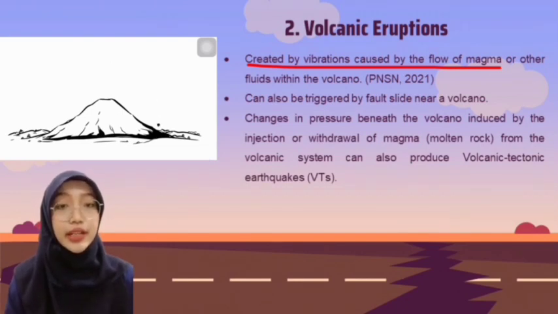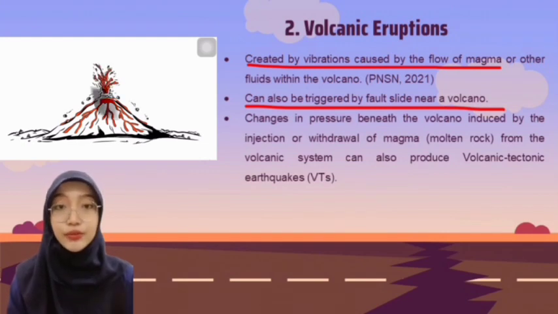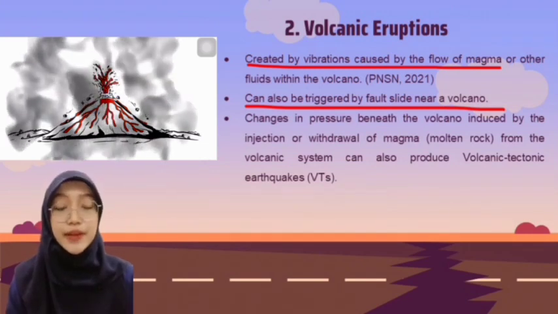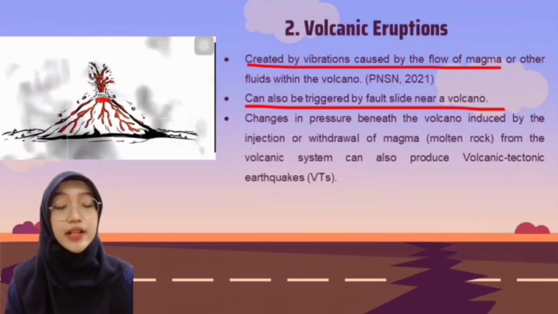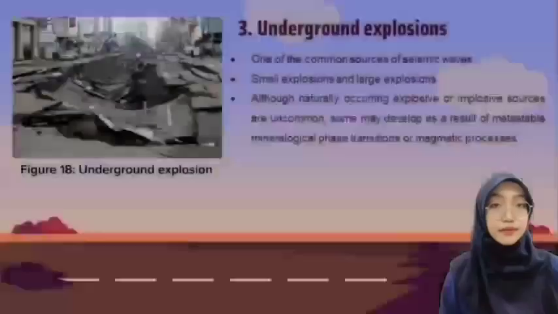Volcanic tectonic earthquakes can also be triggered by fault slip near a volcano. Actually, the majority of volcanic tectonic earthquakes have nothing to do with the volcano's magmatic system, and occur as a result of regional strain exerted in an area of weak fault. Other than that, when magma is removed from the system, an empty space is left to be filled. As a result, the surrounding rock collapses to fill the void, causing an earthquake.